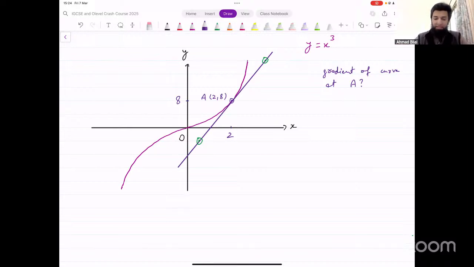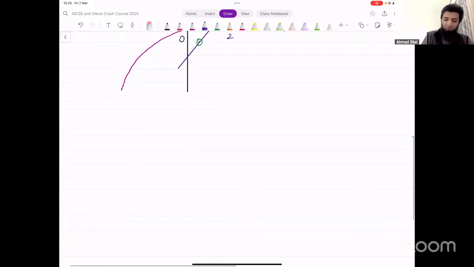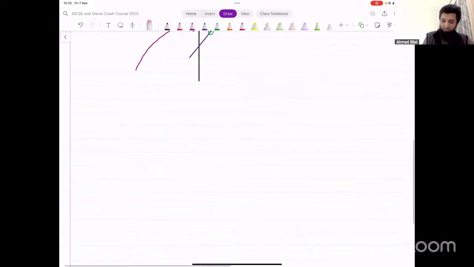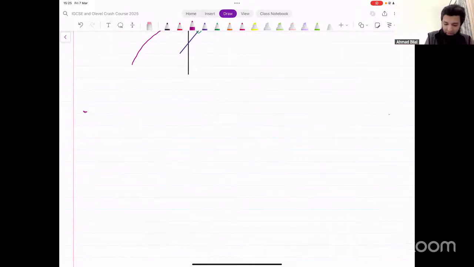But since it's not very accurate, we want to have another method using which we can find the gradient's accurate value, right? The exact value of the gradient at this point without having to draw tangents. That is where differentiation comes in. And differentiation helps us find the gradient of a curve at any particular point. Okay. What's the purpose of differentiation? Let me write that down.